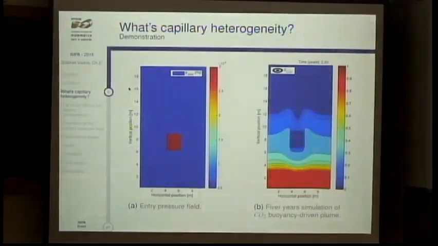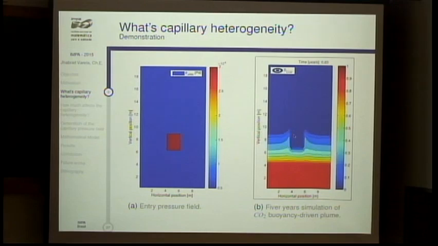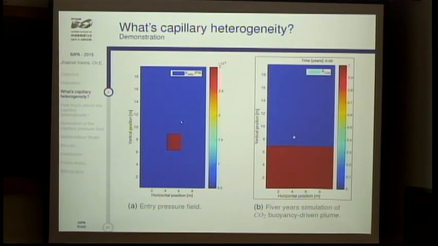So basically, the CO2 plume surrounds the areas of high entry pressure. Here in figure A, we show the entry pressure field. All the region colored in blue has low entry pressure, about 5,000 pascals, and the red zone has higher entry pressure of about 30,000 pascals.